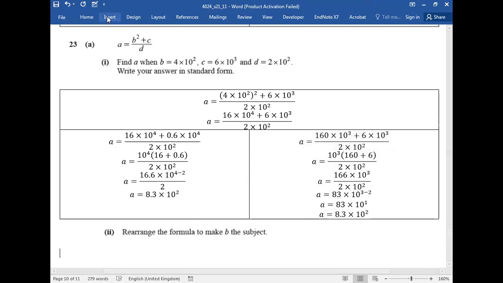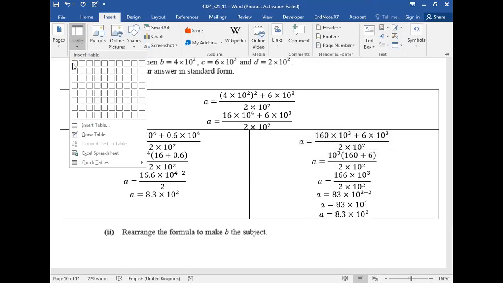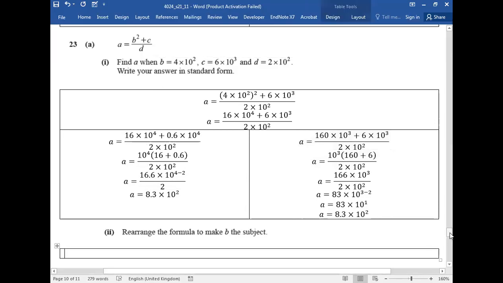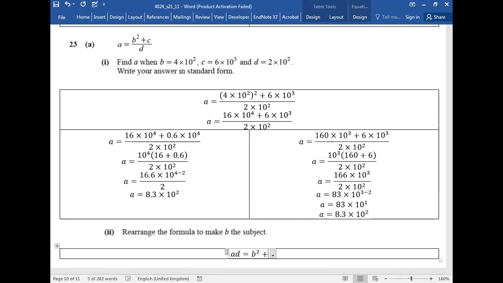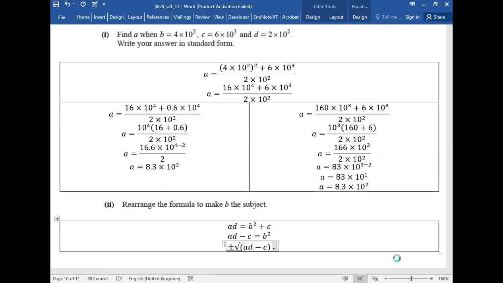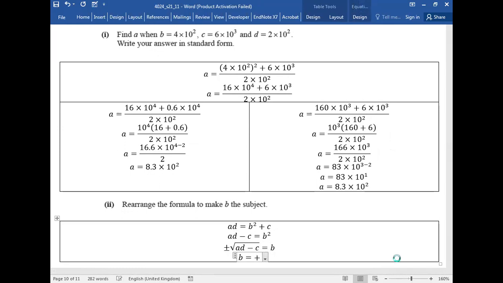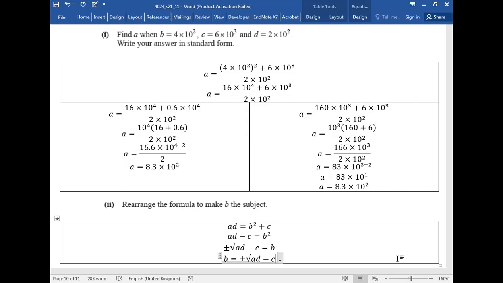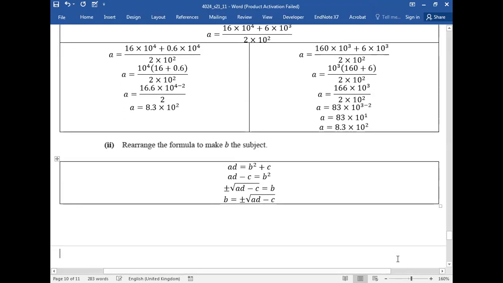Rearrange the formula to make B the subject. Yes, class. D इधर divide और M आ जाएगा तो AD is B square plus C. AD minus C is B square, plus minus root of AD minus C is B. I've told you subject जरूरी नहीं है right पे बनाया जाए. Please be open about it. Tell your brain that it is the same thing.